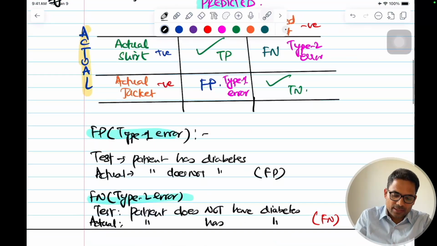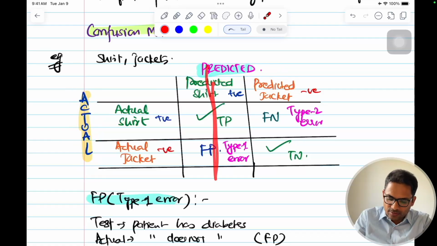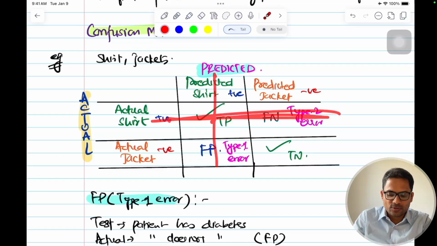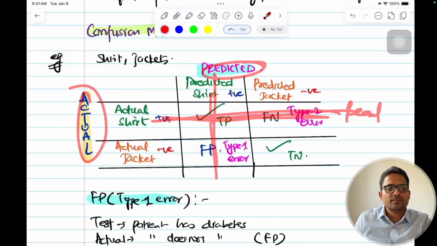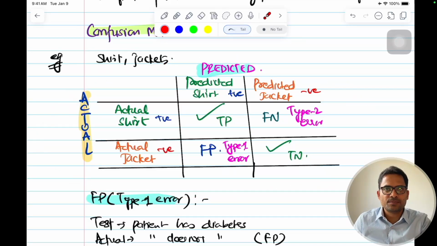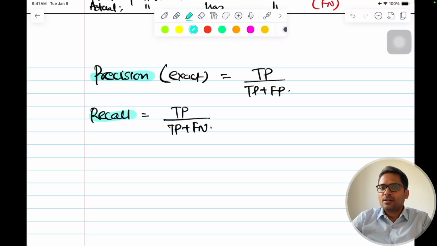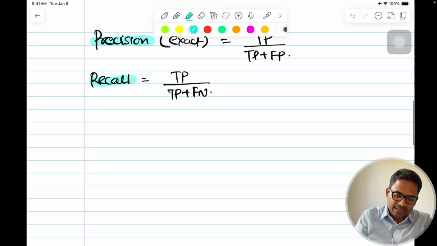I will give you a quick hack. If you put actual on one axis and predicted on the other, and the positive class first and the negative class second, then everything on this line, this divided by this, will give you your precision, and on this line will give you recall. Just a shortcut to remember, but you can just plot it, and if the concepts are clear, you will figure it out. I hope recall is clear. This is your recall.